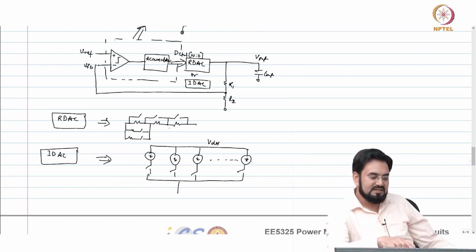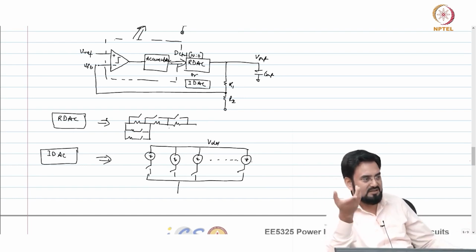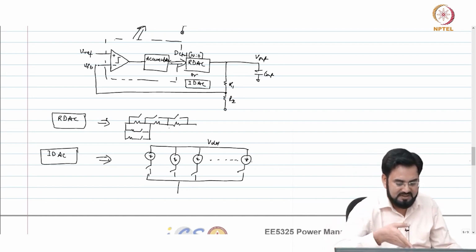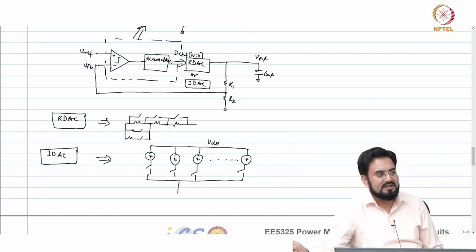One advantage with the resistive DAC is you can operate your LDO at very low dropout voltage. Because it's already in linear, so it doesn't matter what dropout you have, but this will go in linear if you operate below a certain voltage.